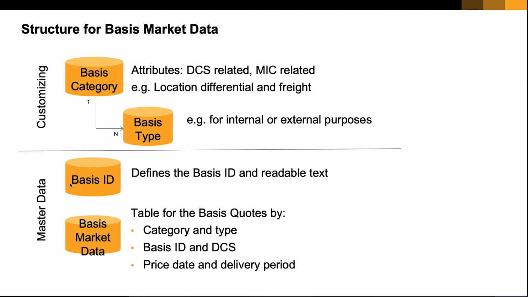And then we have basis ID creation. And then we have the basis market data prices. The prices for basis market data are stored in transaction FDCS 17B, B as in basis. And you can create the basis ID using FDCS 1818.